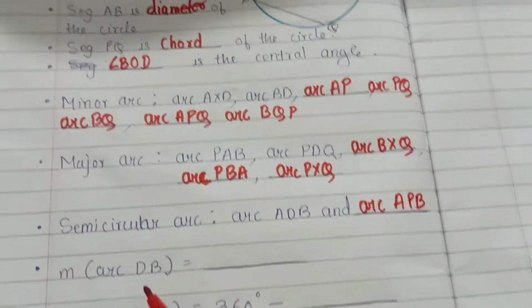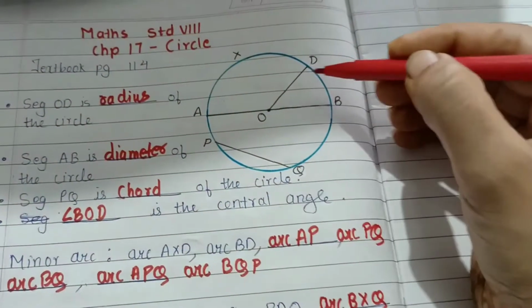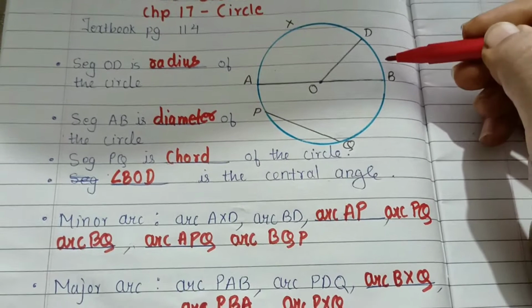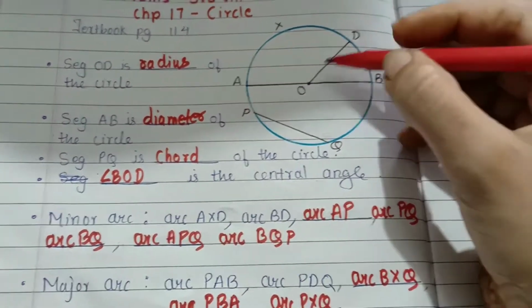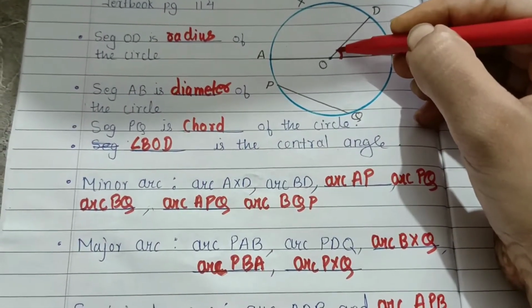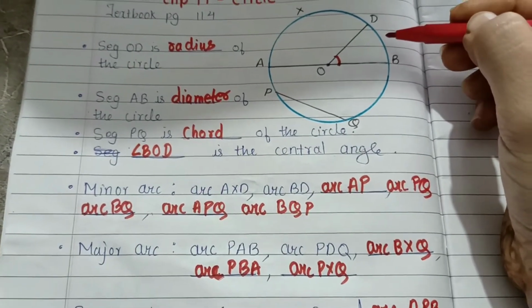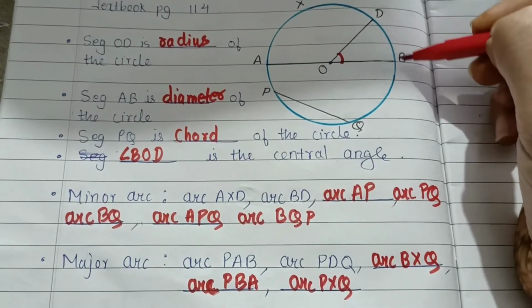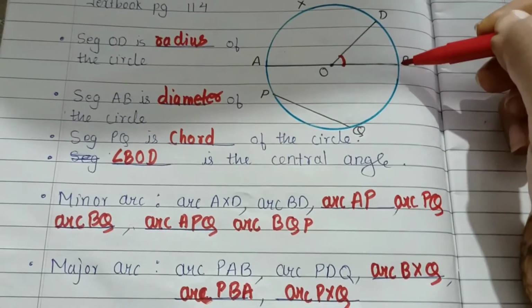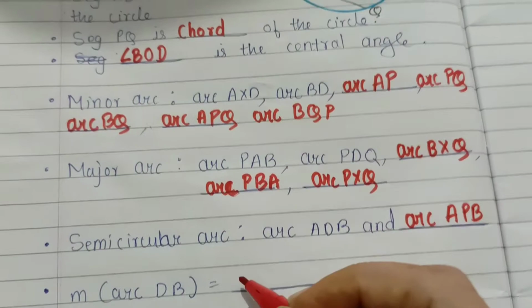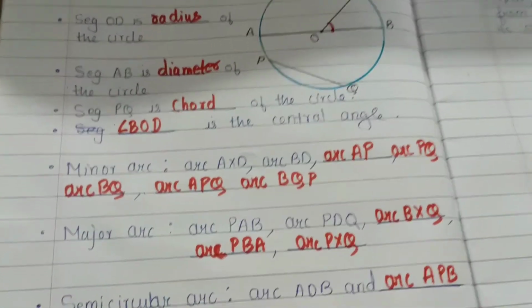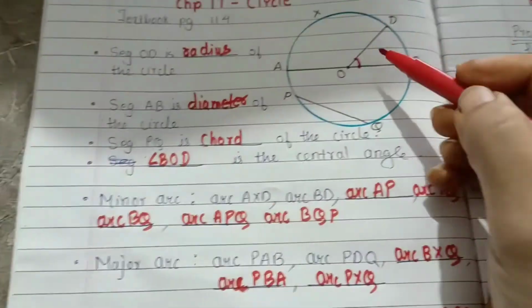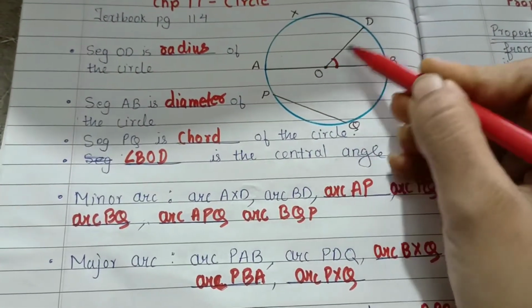Next, what is the measurement of arc DB? So this is our arc DB. The measure of this arc will be equal to the angle opposite to it. So this is the angle opposite to arc DB. For example, if this angle is 40 degrees, the measurement of this arc DB will also be 40 degrees. So we write that the measurement of arc DB is equal to the measurement of angle BOD, that is this angle BOD.